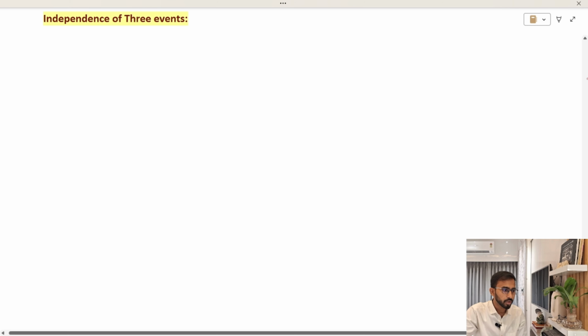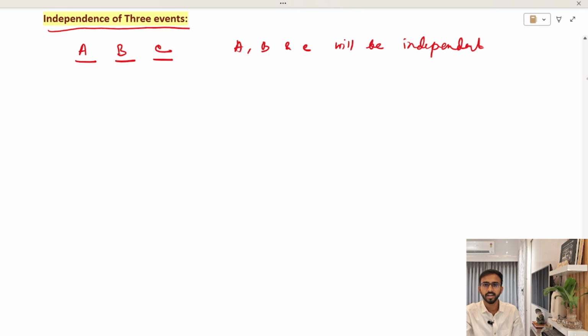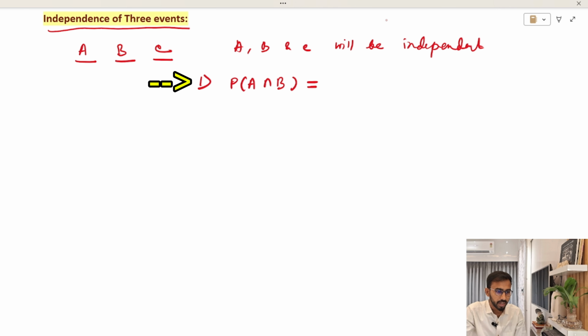So now we will learn about independence of three events. If we have three events A, B and C, then A, B and C will be independent if these four conditions are satisfied. What are they? Number 1 is probability of A intersection B is equal to probability of A into probability of B.